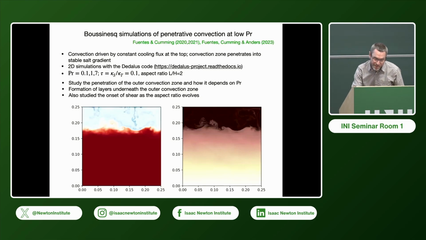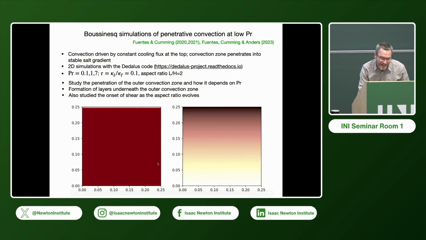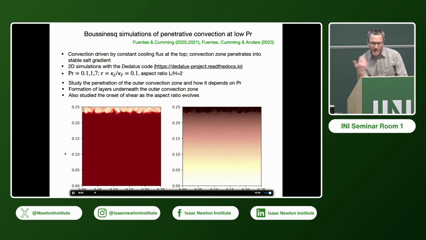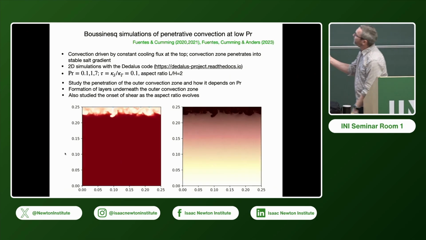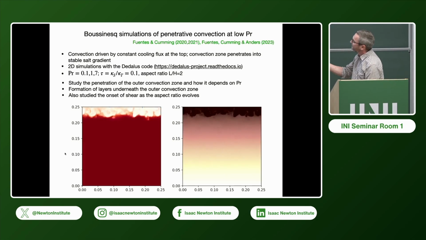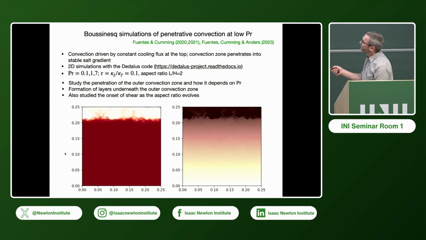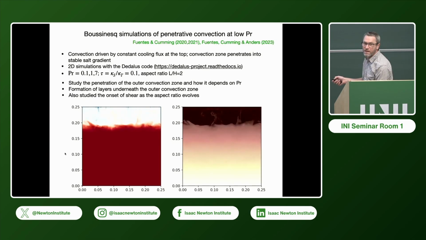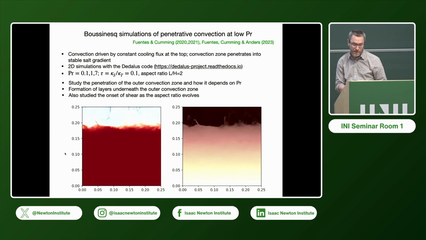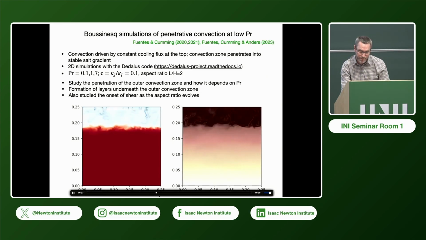Okay, so I think this might be a movie. Let me see. So yeah, here's a movie of one example of a run. We're cooling from the top, you form a convection, and convection is penetrating in here over time. This is the temperature profile on the left, and this is the composition profile on the right. Where it's convective, you basically fully mix the composition, and this interface is eating its way into the box. And if you let this run for long enough, the whole thing mixes.